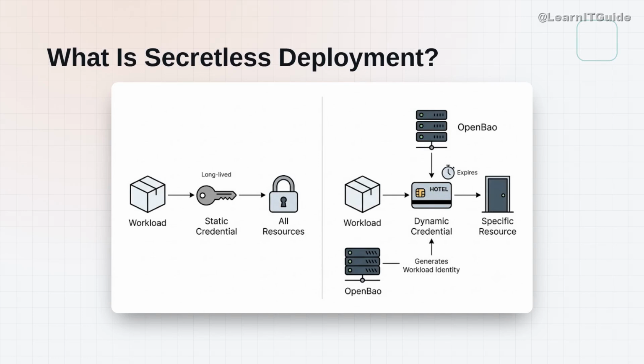So what is secretless deployment really? It uses short-lived dynamic credentials generated on the fly via workload identity. Think of it like a hotel key card. Instead of giving you a master key that works forever, the front desk gives you a card that expires in 24 hours and only opens your specific room. OpenBao acts as that front desk, providing identities that vanish as soon as the job is done.